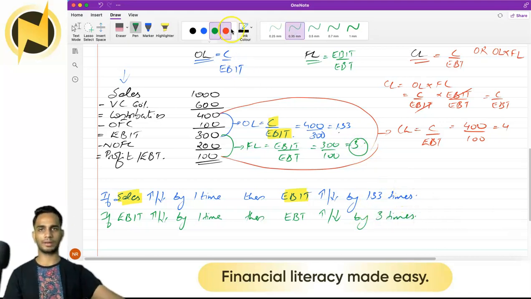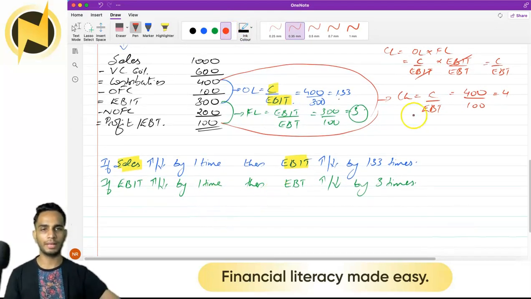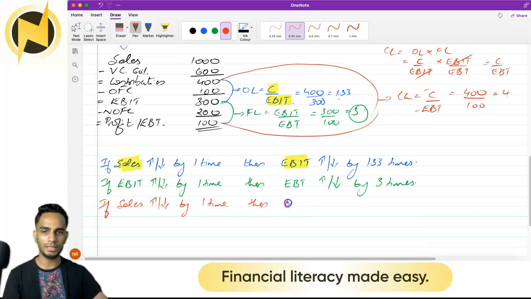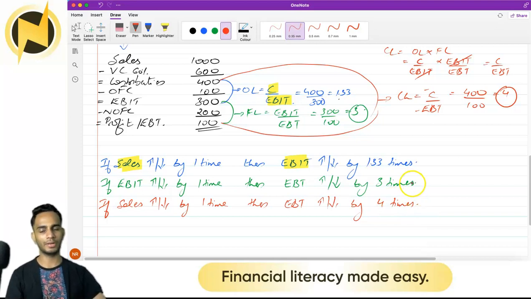Okay, clear. Now finally, combined leverage. Combined leverage is contribution divided by EBT. The numerator is contribution, so we can link it to sales. So if sales move up or down by 1 time, then EBT will move up or down by how many times? 4 times. Correct. Simple, right?